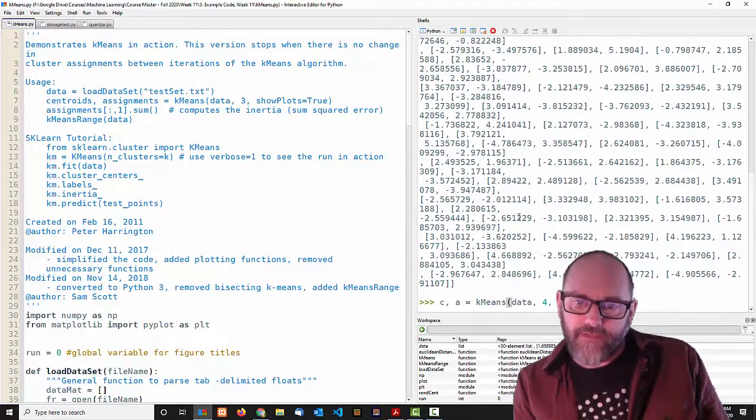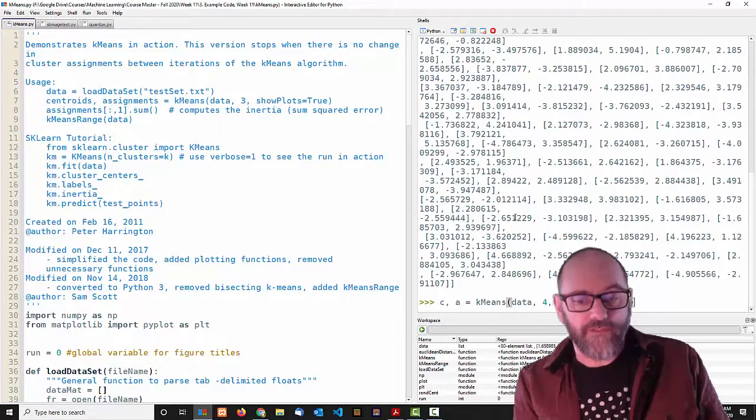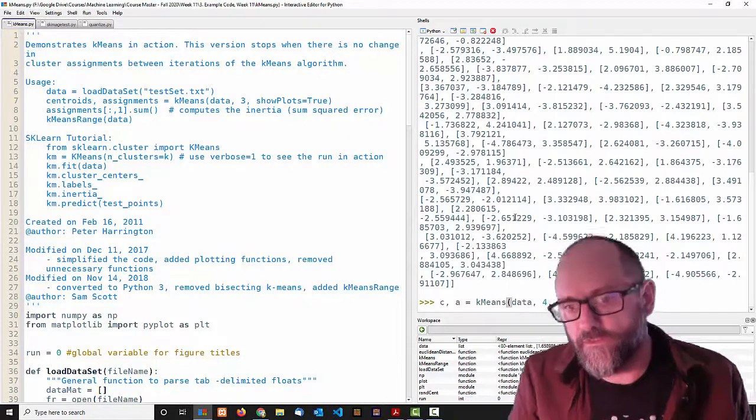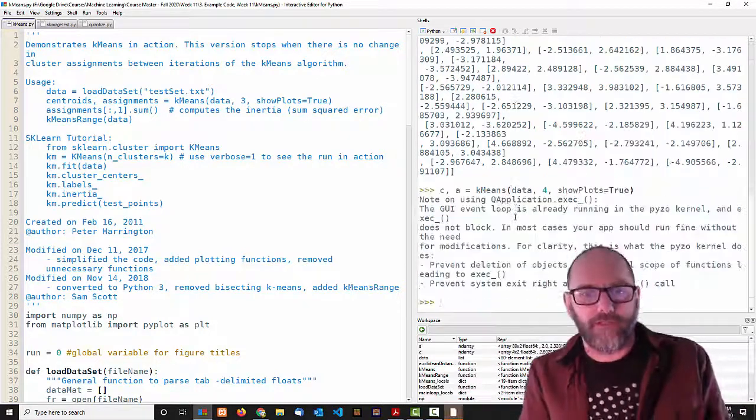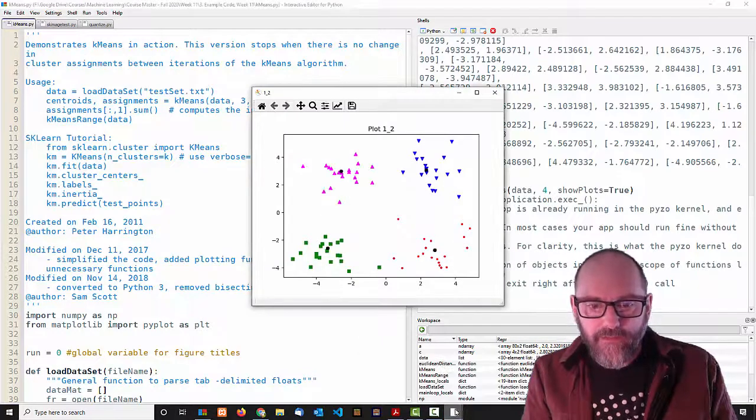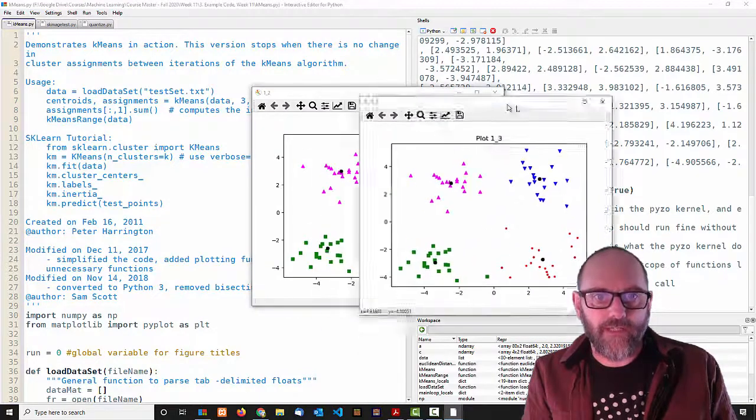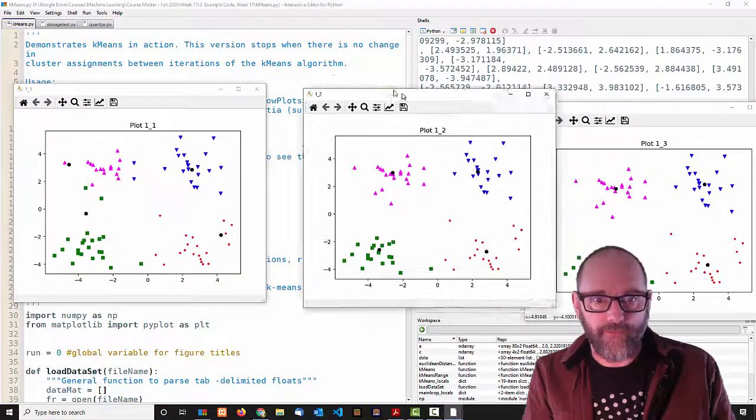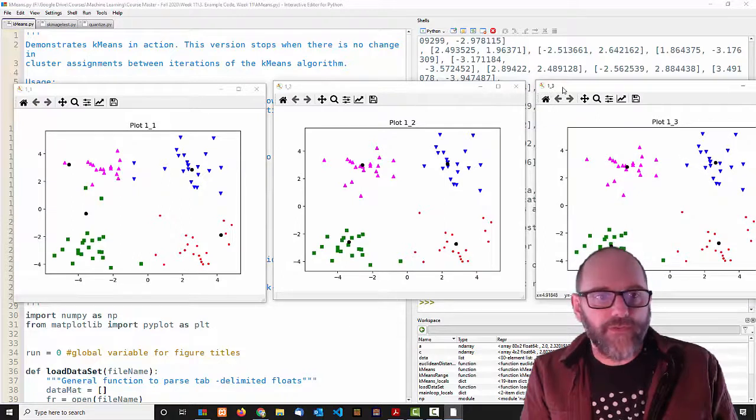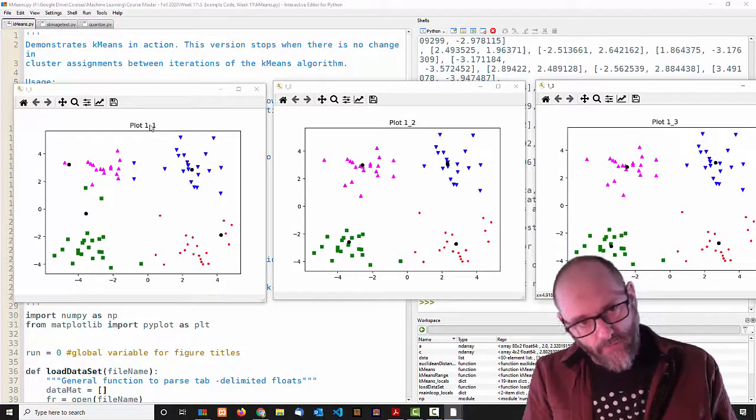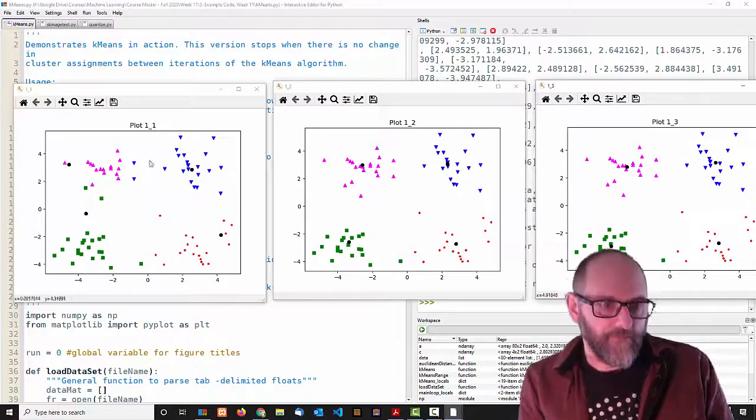This test data set has been specifically curated so that it works well for 4 clusters. It's a 2-dimensional set so that we can view it, and it's known to work well with 4 clusters. So let's take a look at it. Okay, here come my plots. So it looks like it needed only 3 iterations. Often it needs more than that, but this time it only needed 3. So this is the data. Let's take a look at this graph over here, plot 1_1. So run 1, iteration 1.